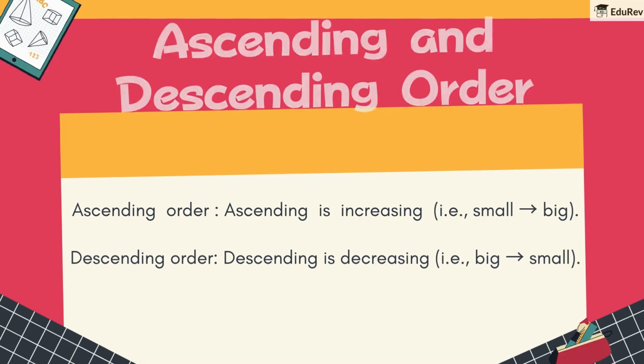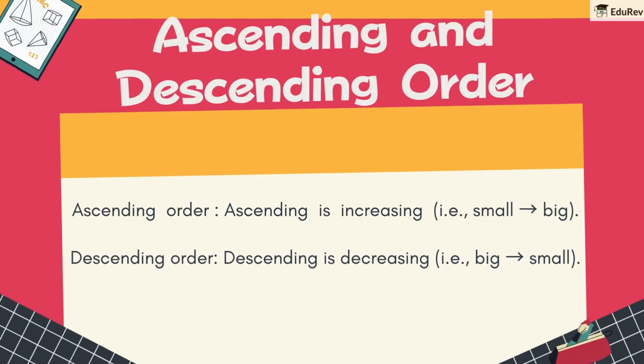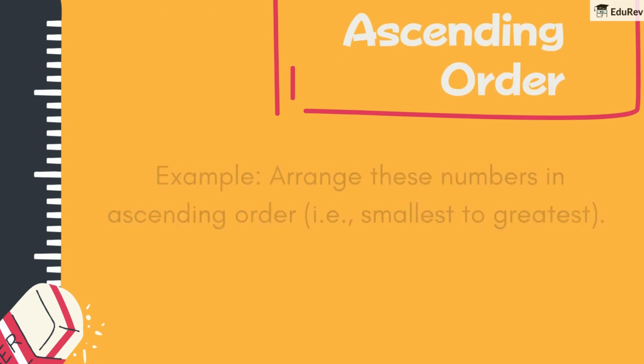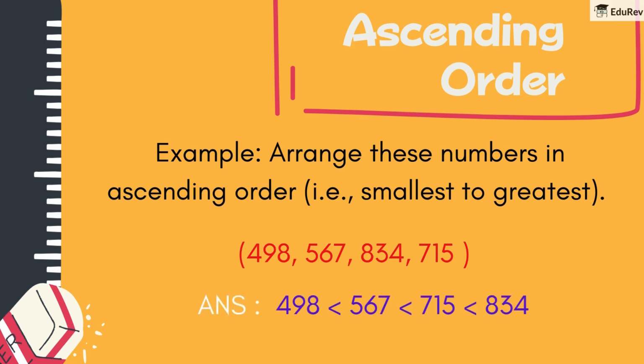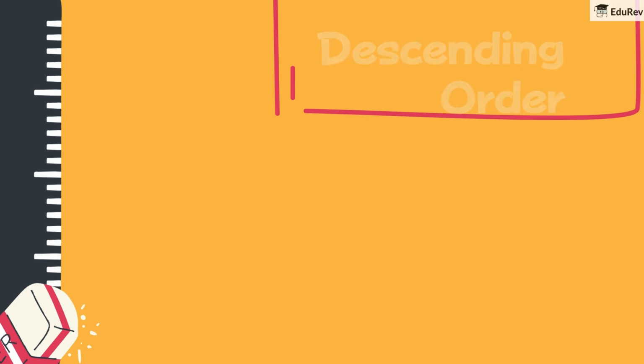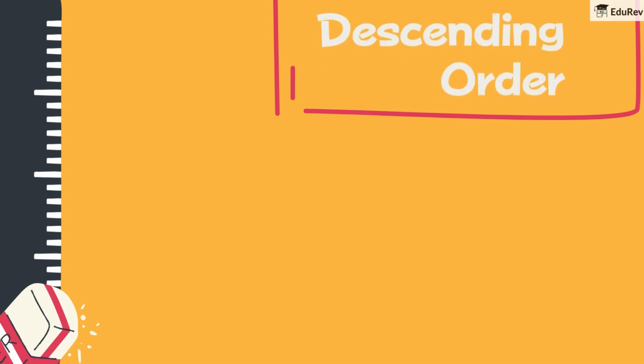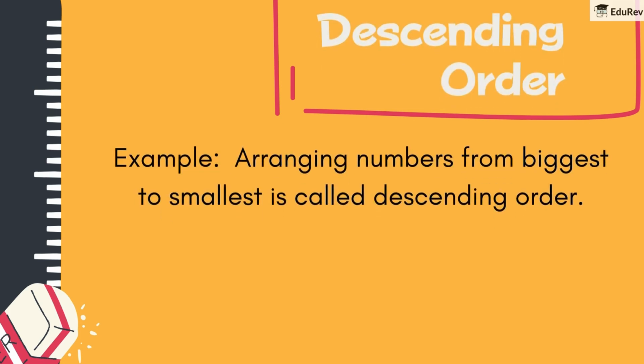Let's now explore ascending and descending order. Ascending order means arranging numbers from smallest to greatest. For example, if we have the numbers 498, 567, 834, and 715, we can arrange them in ascending order as 498, 567, 715, 834. Descending order, on the other hand, means arranging numbers from biggest to smallest.